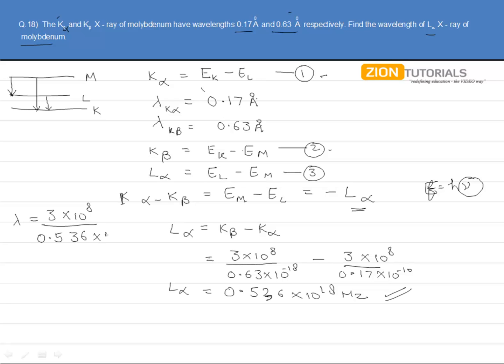0.536 into 10 to the power 18, giving us a value of 5.6 angstroms. You need to note that whatever comes out from this expression is in meters actually. So this comes out to be 5.6 into 10 to the power minus 10, that's angstrom. So this is the wavelength of the L alpha X-ray of molybdenum.